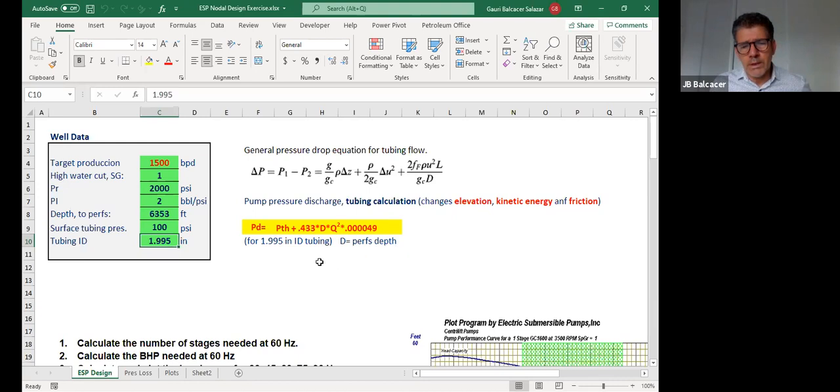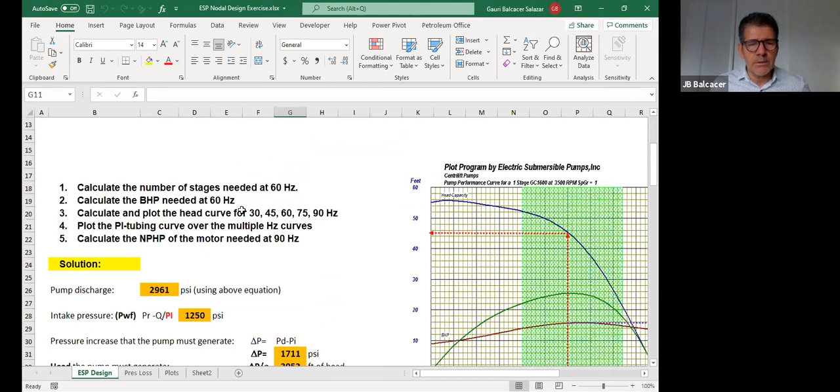By going through this equation, we came up with this discharge pressure, which is a function of the tubing head pressure, the setting depth of the perforation, and the rate, of course, and this number is a constant due to the conversions and the use of those equations. So the idea is to calculate the number of stages needed, and plot for different frequencies, and calculate the motor and the ESP, the PI tubing curve.